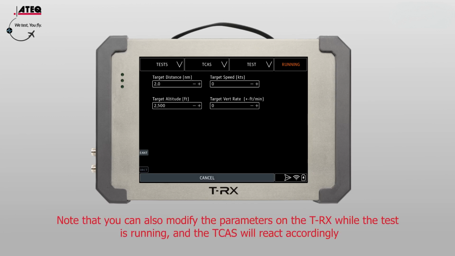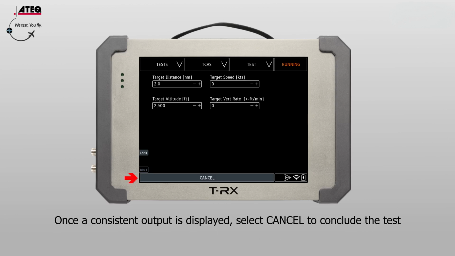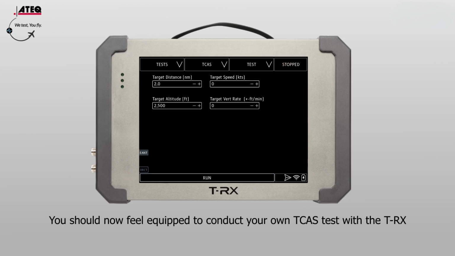Note that you can also modify the parameters on the TCAS while the test is running, and the TCAS will react accordingly. The pass-fail criteria will be based on the associated airframe, avionics manufacturer, and regulatory requirements. Once a consistent output is displayed, select Cancel to conclude the test. You should now feel equipped to conduct your own TCAS test with the TCAS.